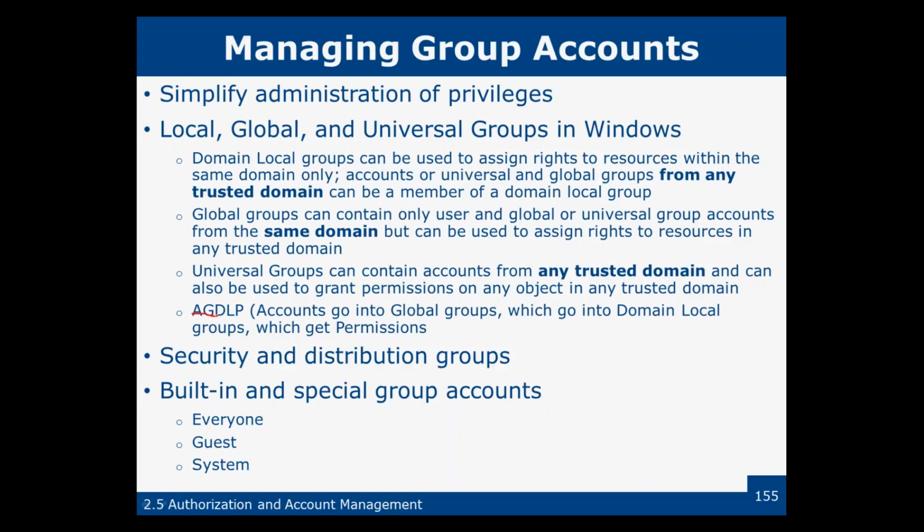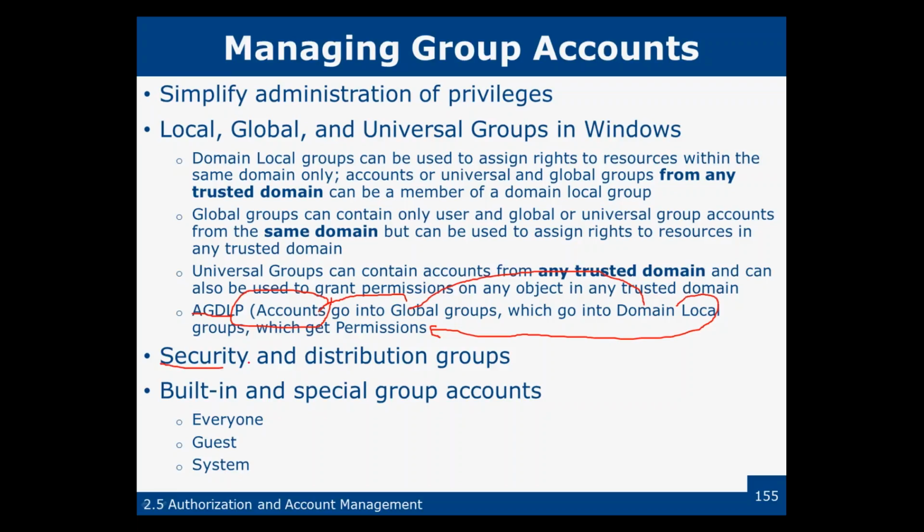This is the Microsoft little mnemonic, AGDLP. Accounts go into global groups. Global groups go into local groups, domain local or local themselves, and then the local groups get permissions. They get access to the resources. It sounds like a long way around the world, but what really happens is once we get these groups and the permissions settled, then we can change who gets access simply by changing the membership of the global group. So it's not as around the world as it may sound.